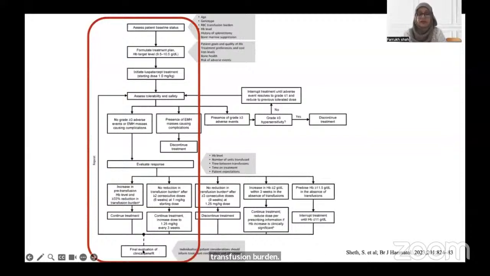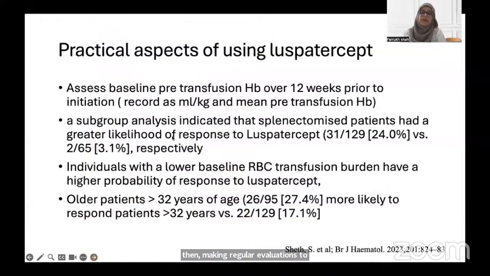And then again, you reevaluate at specific time points. So essentially, it's worth giving patients a trial and then making regular evaluations to assess response, and then make a decision about continuation versus stopping on each occasion.